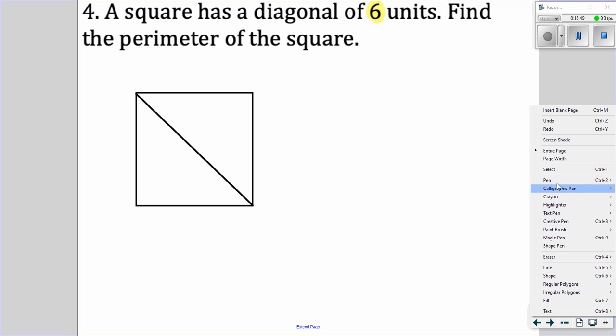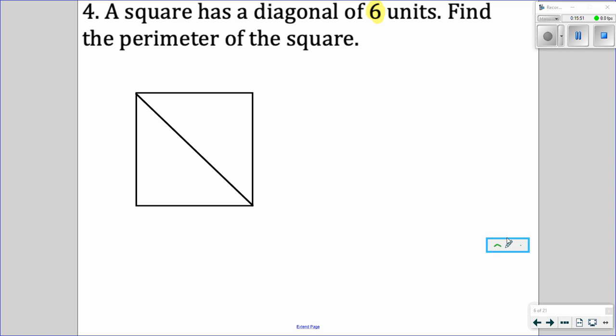And then I'm going to label. They said that it is 6 units, so it's 6. Find the perimeter of the square. All right, remember what we said about the square? It's basically two isosceles triangles put together to form that square. So that means this side, this side, this side, this side, they're all congruent.